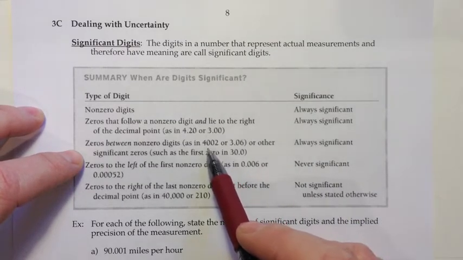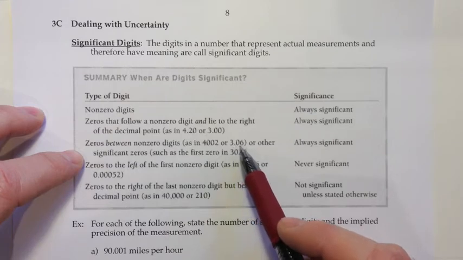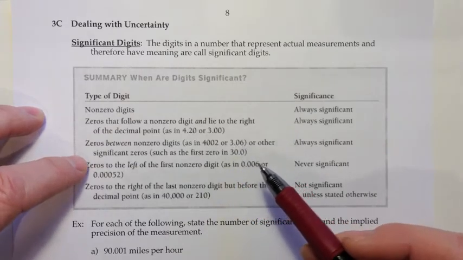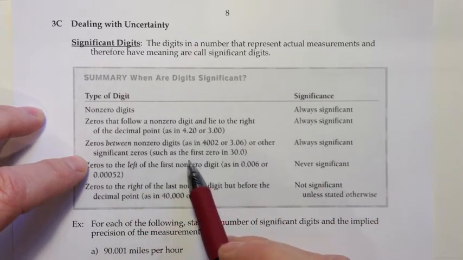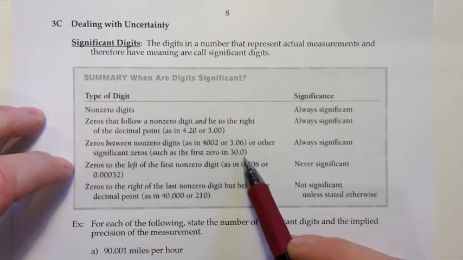So in 4002 you would count 1, 2, 3, 4 digits. In 3.06 you would count 1, 2, 3 digits. And also, if you have another significant digit because it's past the decimal, you would count the zero in between as well. So 1, 2, 3 there as well.